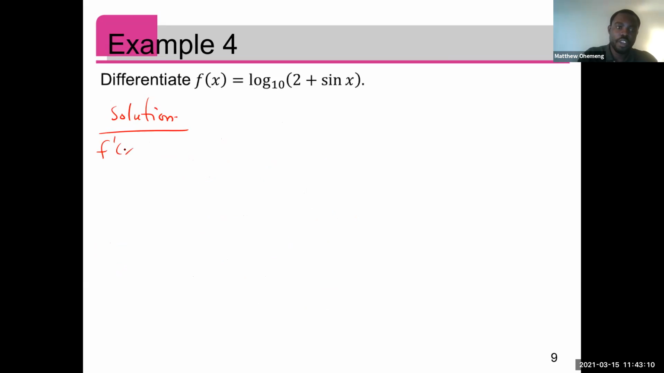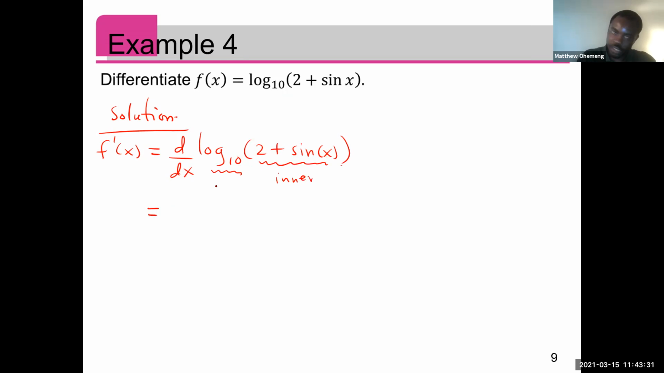So we are looking for f prime of x. So that's just d over dx of what? Log base 10 of 2 plus sine of x. So this is not ln of something. This is log base 10, right? So it's different. So for this one, what do we do? We have to employ the chain rule. So this is our inner function, and our outer function is log base 10.